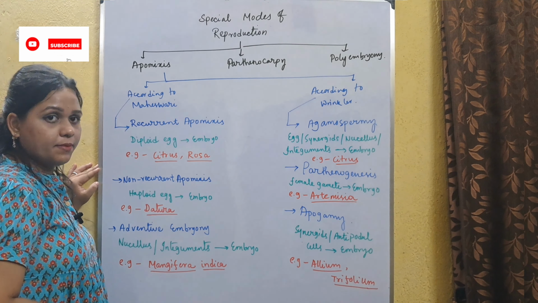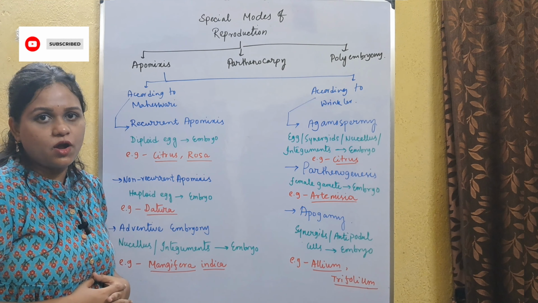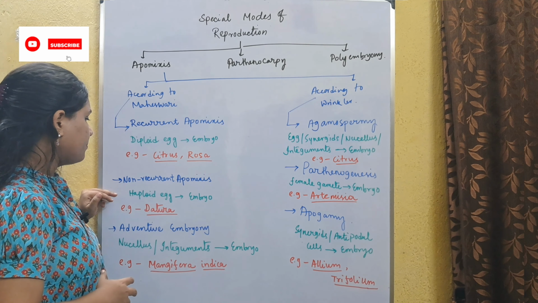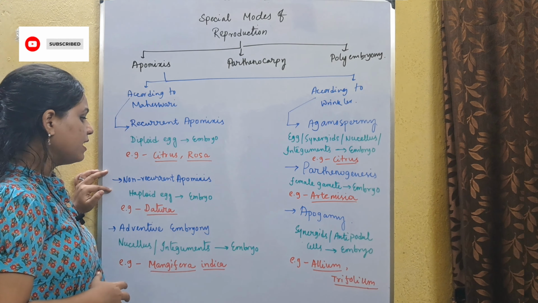Next is non-recurrent apomixis, with a haploid egg cell. The egg is naturally haploid, but in recurrent apomixis there is no meiosis, that's why the egg is diploid. But in non-recurrent apomixis, the haploid egg cell forms the embryo, and the embryo is not viable. In some cases, mainly in Datura, the embryo dies at a very early stage.